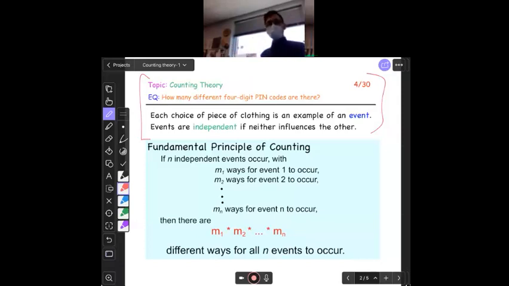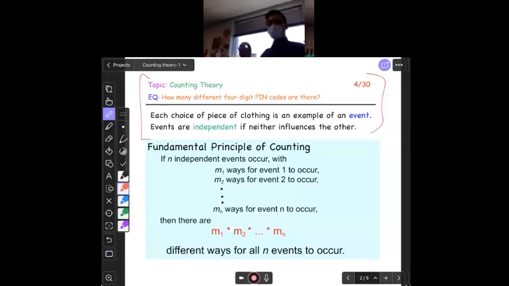So every time we did that, it was an event, and those events were independent of each other. If we take style out of it, so that things don't have to match, the shirt I choose has no bearing on the pants I choose, the belt I choose, or the hat I choose. They're completely independent of each other.